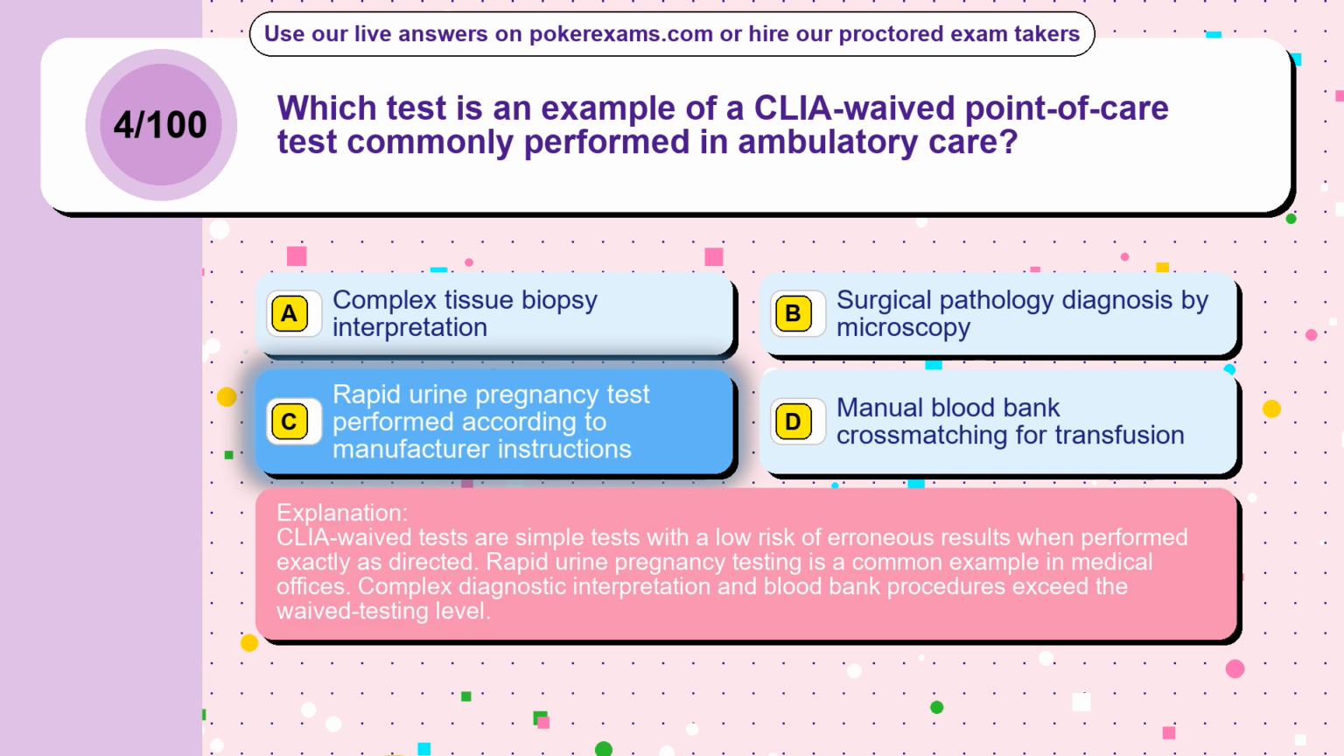CLIA-waived tests are simple tests with a low risk of erroneous results when performed exactly as directed. Rapid urine pregnancy testing is a common example in medical offices. Complex diagnostic interpretation and blood bank procedures exceed the waived testing level.